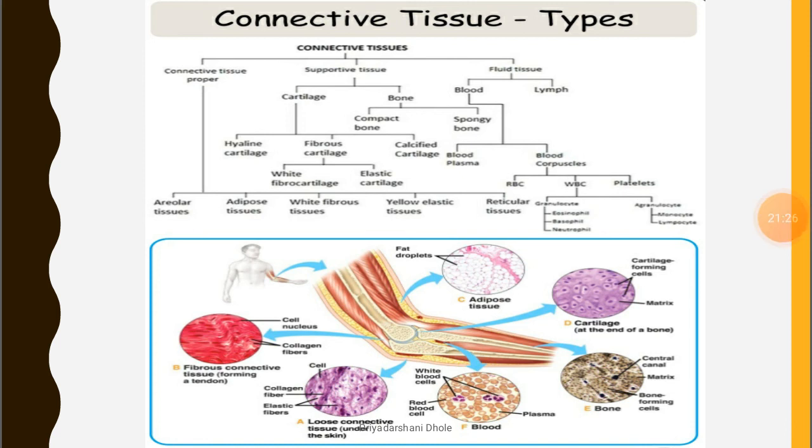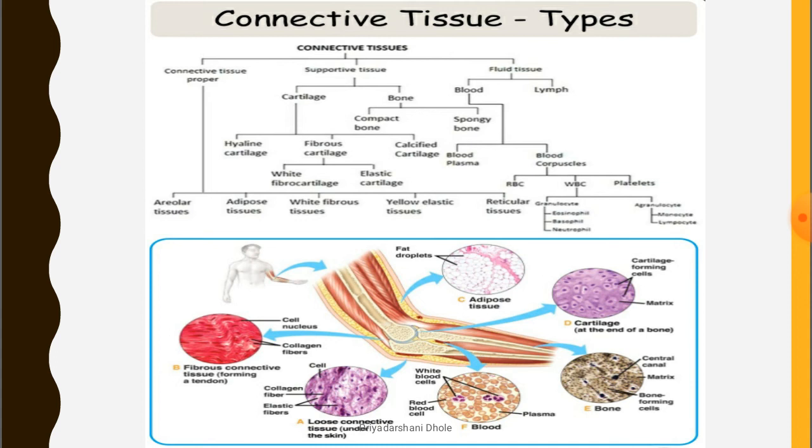Connective tissue types: these are connective tissue proper, supporting tissue, and fluid tissue. Connective tissue proper is again of five types: areolar tissue, adipose tissue, white fibrous tissue, yellow elastic tissue, and reticular tissue. Supporting tissue is of two types: cartilage and bone. Cartilage is of three types: hyaline cartilage, fibrous cartilage, and calcified cartilage.